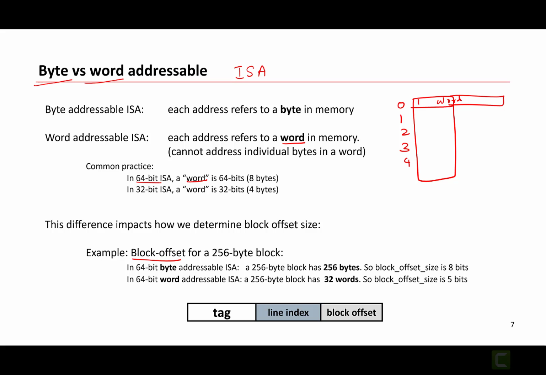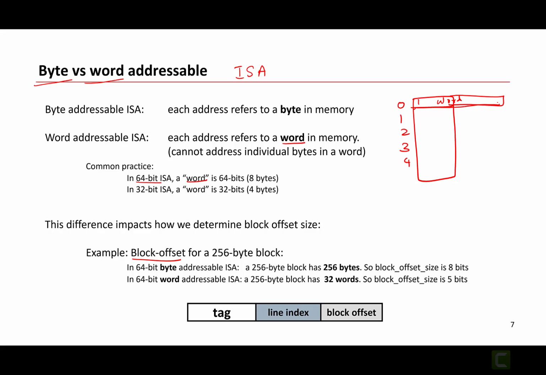So a byte is just 8 bits no matter what ISA you're talking about. But for a word, the size changes from one ISA to another. So if I'm talking about a 64-bit ISA, a word is going to be 64 bits in size. If I'm talking about a 32-bit ISA, a word is going to be 32 bits in size, right? And so you need to factor that into the size computation.